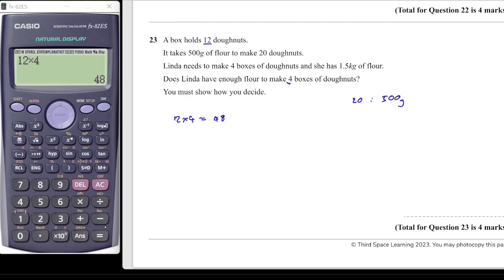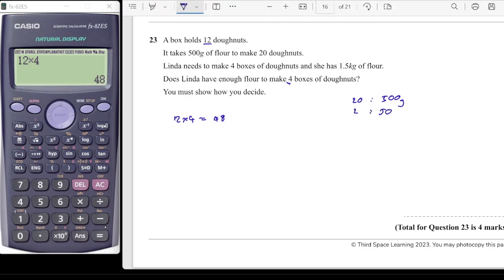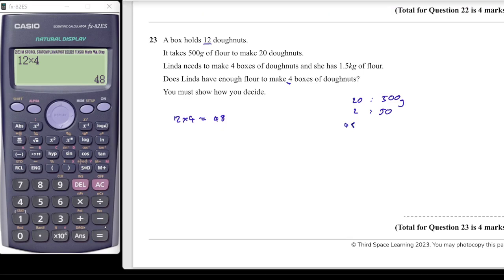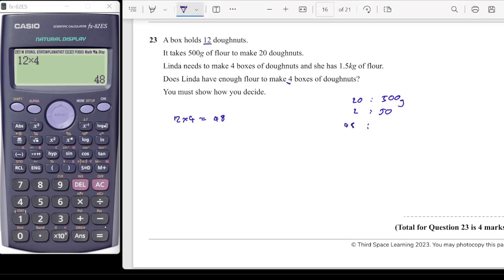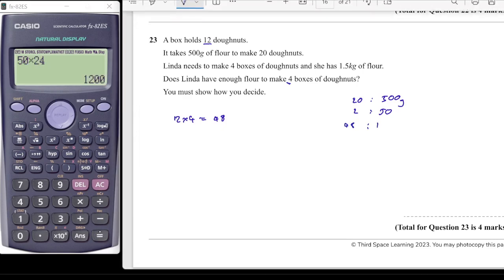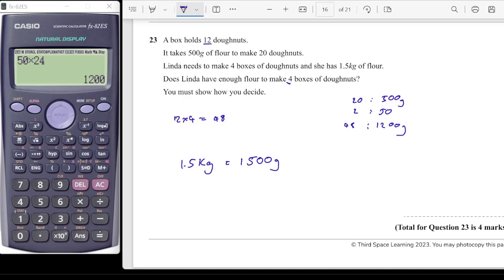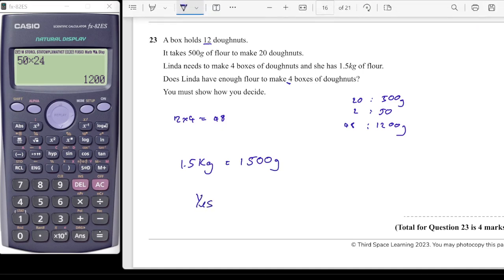we'll do it this way. So that basically means that 2 donuts will require 50 grams. So 48 donuts would require 50 times by 24. So I'd need 1,200 grams of flour, and 1.5 kilograms of flour is equal to 1,500 grams. So does she have enough? Yes.